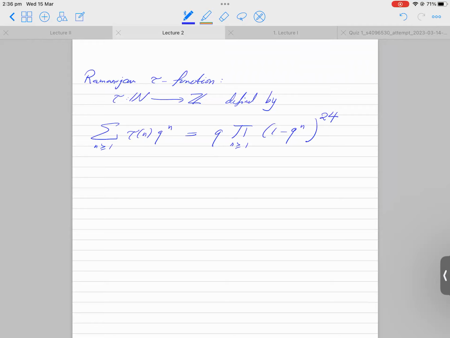You write the product of (1 minus q to the n) to the power 24, take the product of that over all n, and multiply by q. Then you gather all the powers of q together and keep track of the coefficients. If you do that, you will discover, I actually haven't done it, I just copied from Wikipedia, but this is elementary, the first few coefficients.